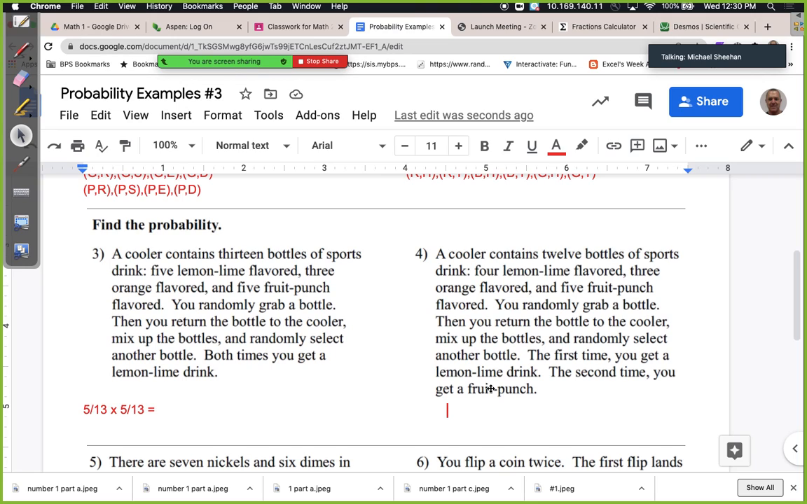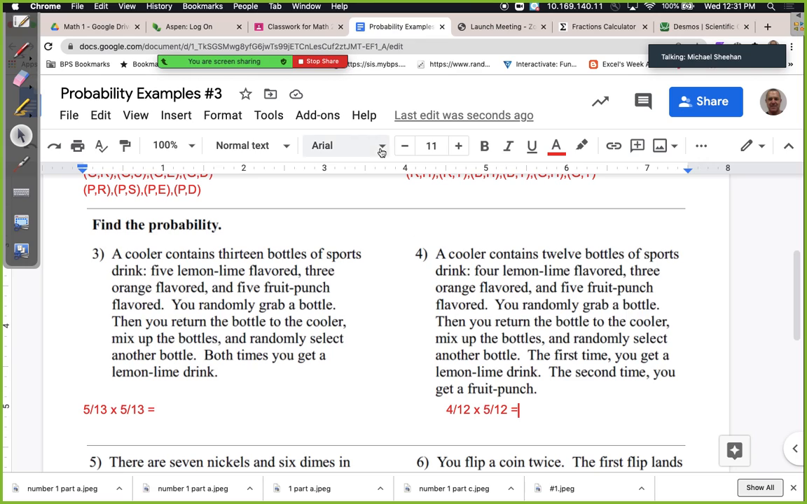How many lemon lime do we have? How many lemon lime? 4. So the first time I've got a 4 out of 12 chance of picking lemon lime. And how many fruit punch flavor do we have? 5. So the second time I've got a 5 out of 12 chance of getting fruit punch. And I'm going to multiply those two probabilities.